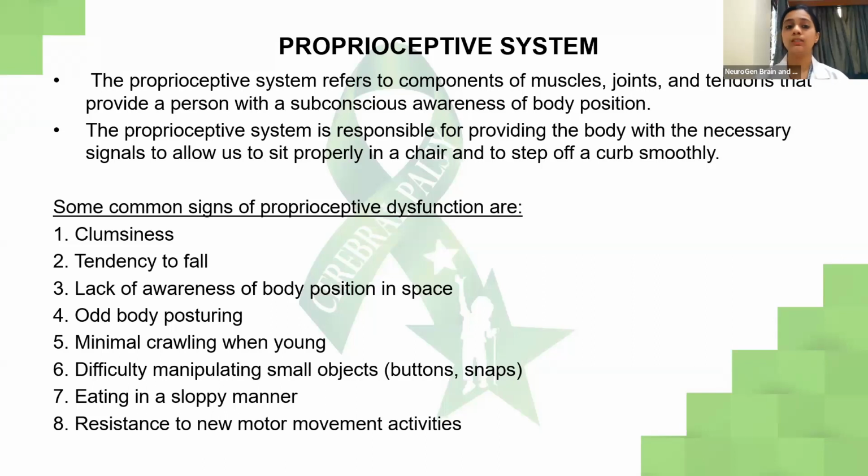So clumsiness is what some parents will tell you. Tendency of fall: my child keeps on falling. Lack of awareness: he bumps onto something. He does not know if there's a door or a wall, he just goes. Odd body posturing, minimal crawling when he was young. Difficulty in manipulating small objects, buttons or something. Eating in a sloppy manner. Resistance to any new motor skills.